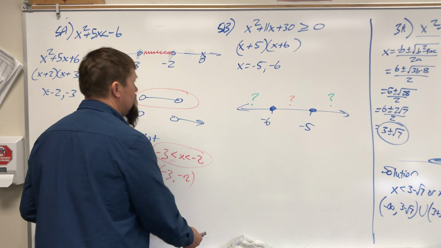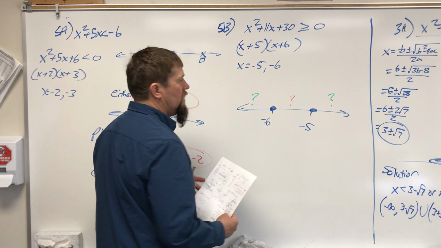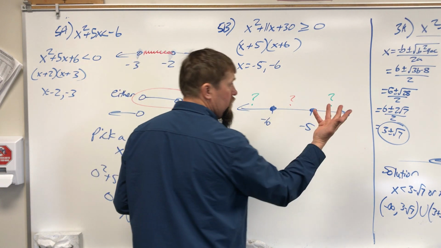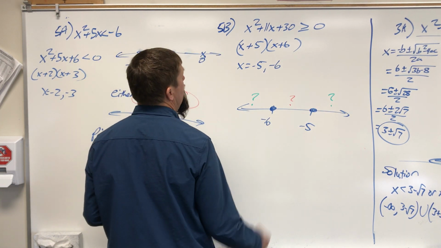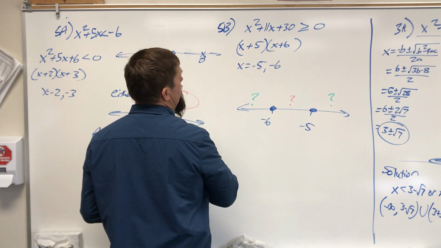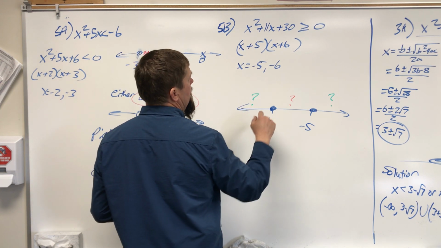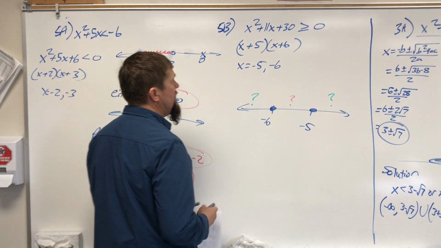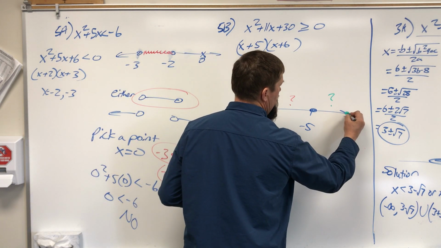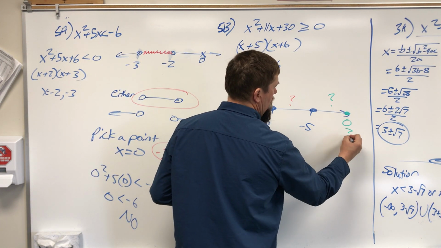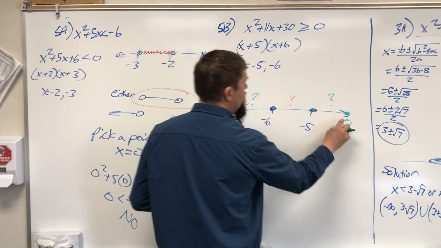It can't be both. Well, I guess it could be depending on, but we have 2 solutions, so we know it's going to be one or the other. All right, so let's go ahead and try this. Let's pick a point. Again, I'm going to pick 0. It's just really easy to use. And does 0 work?